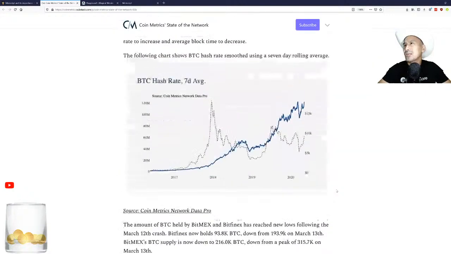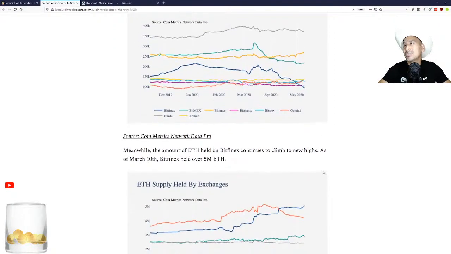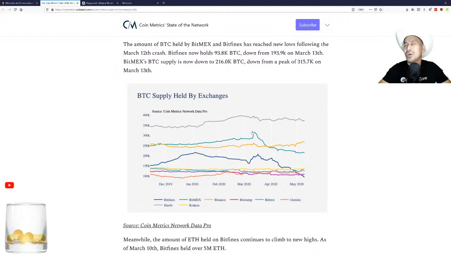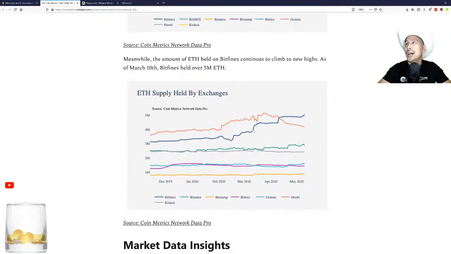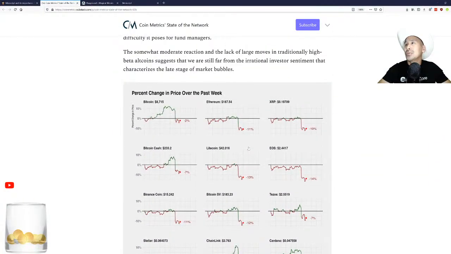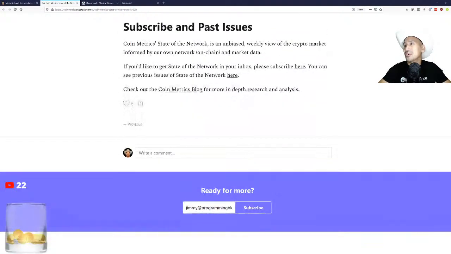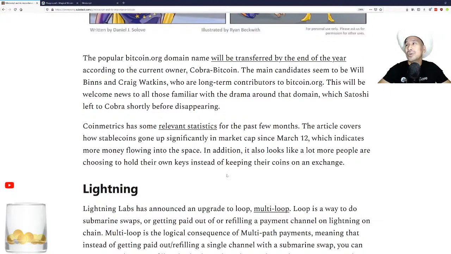There's also various networks, and the hash rate. The Bitcoin supply held by exchanges. This was interesting because they almost all seem to be heading downward. So people aren't trusting exchanges quite as much anymore, and they're choosing to hold their own coins. Yeah, so percentage price change, and some other insights. So very good article. It looks like more people are holding their own keys, which is very good.